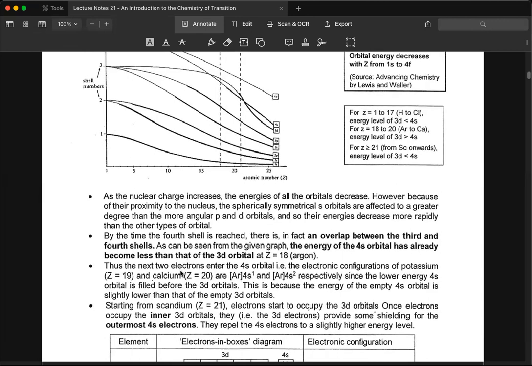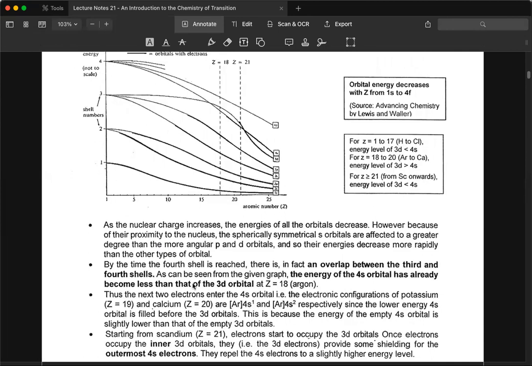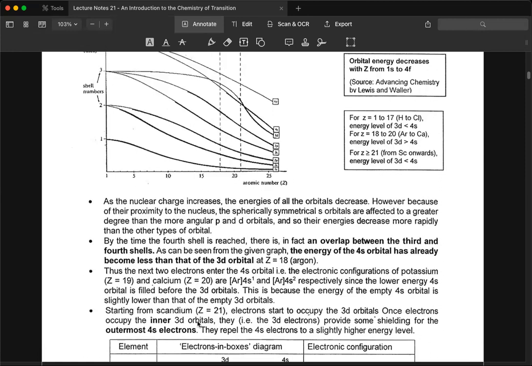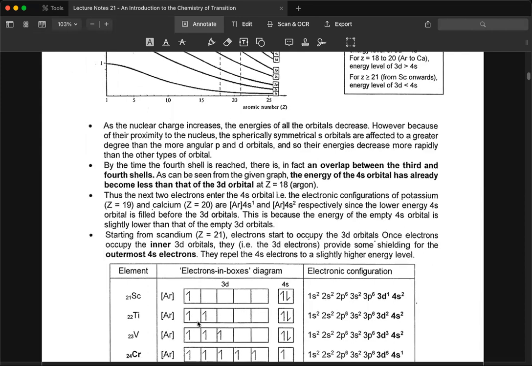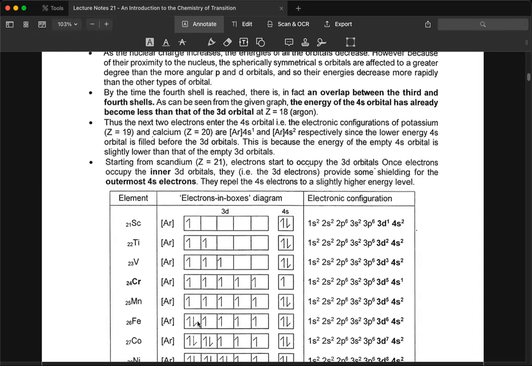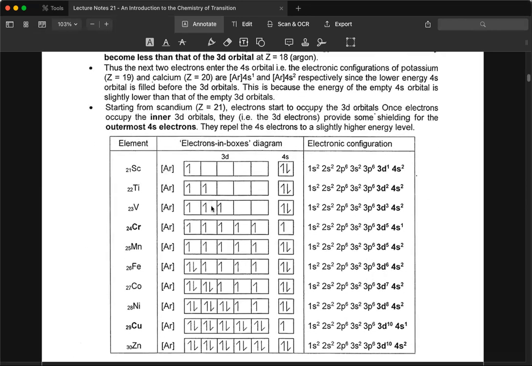Once electrons occupy the inner 3d orbitals, the 3d electrons provide some shielding for the outermost 4s electron. This will help to repel the 4s electrons to a higher energy level. Therefore, when the electrons are being removed, because of the repulsion by the 3d electrons, the 4s electrons are removed first as they are pushed up to a higher energy level. So these are the electrons-in-box diagrams for the transition metals in the 4th period.